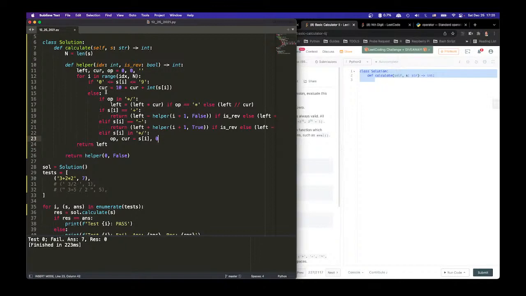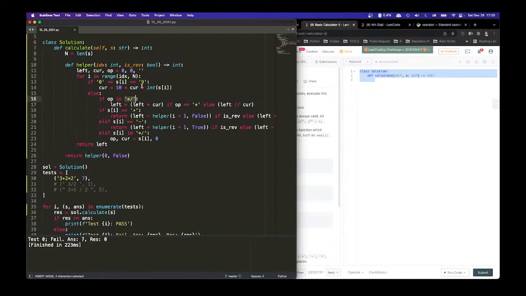And then if I have a previous operator, that means I have a previous left. Okay, if I have a previous operator, aren't you just making things more complicated? No, we need to save the previous operator. So if operator is, that means we have a left. So this is fine.